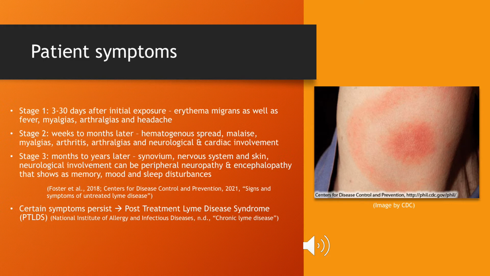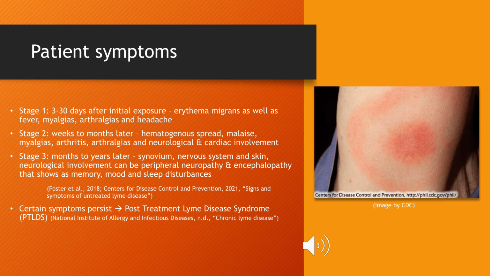Then stage 2 occurs weeks to months later, and it is a hematogenous spread, which means that it affects multiple organs, and the symptoms and signs include malaise, myalgias, arthritis, arthralgias, and neurological and cardiac involvement. And the most common neurological sign is Bell's palsy, which is facial paralysis, and then also the inflammation of spinal nerve roots and chronic meningitis. And then the most common cardiac manifestation is an irregular heart rhythm.